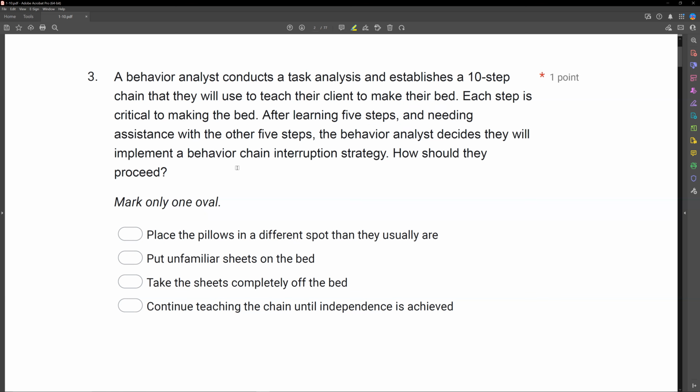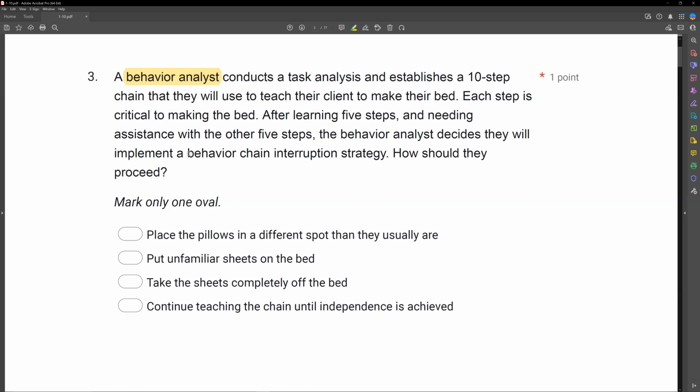All right, long question. So let's slow down. We always want to do all our work in the question first. Don't jump to the answer choices and start guessing and predicting and trying to figure out without understanding the question. We've got to understand the question first every single time. So how should they proceed? How should the behavior analyst proceed?